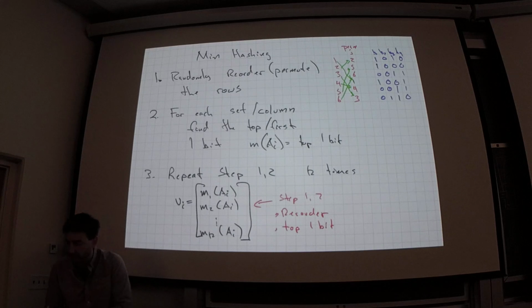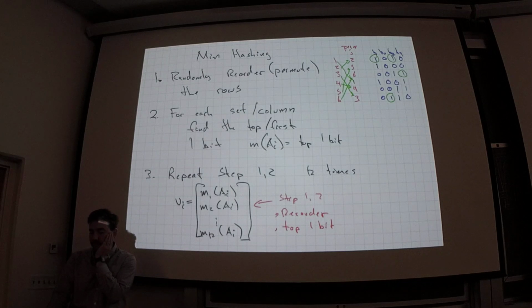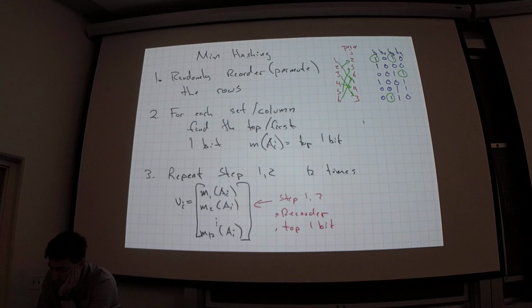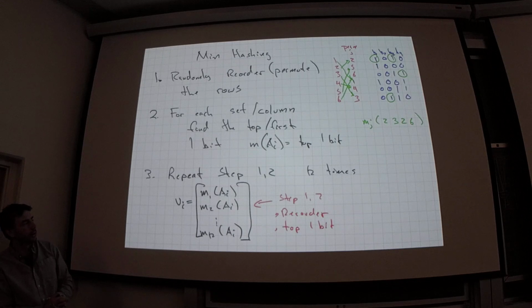Once I have this representation, I'm going to take the top 1 bit in each of the columns. Okay, so I'm going to say that mj of each of the items. For B1, this is going to give me 2. For B2, it's going to give me 3. For B3, it's going to give me 2. And for B4, it's going to give me 6.